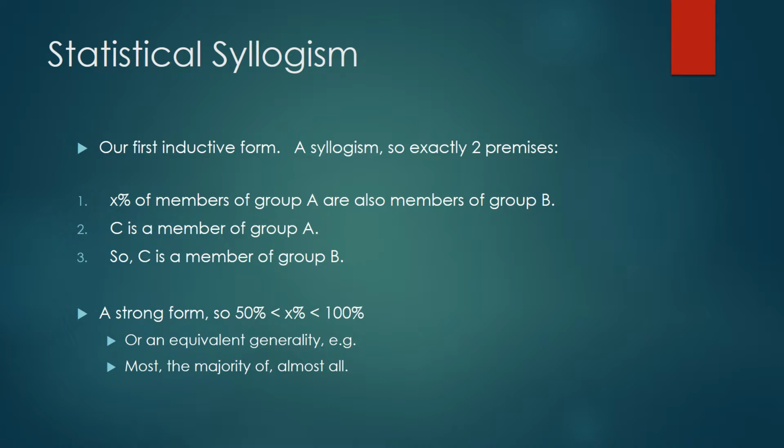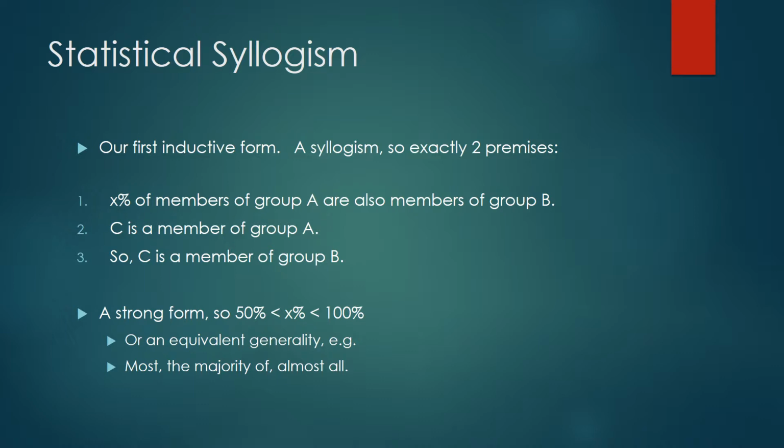I'm giving you this form in stilted logic book language. When you encounter the argument in real life, it's not always going to sound exactly like this, but this is the form of the argument. We have some percentage, I'm going to call it X. X percent of members of group A are also members of group B. The second premise is that C, some object, is a member of group A, so C is also a member of group B.